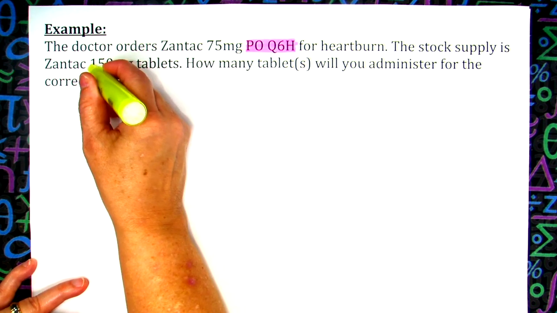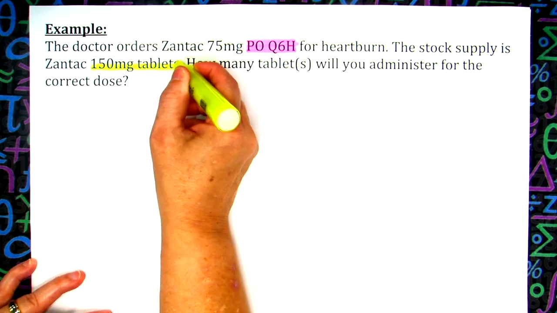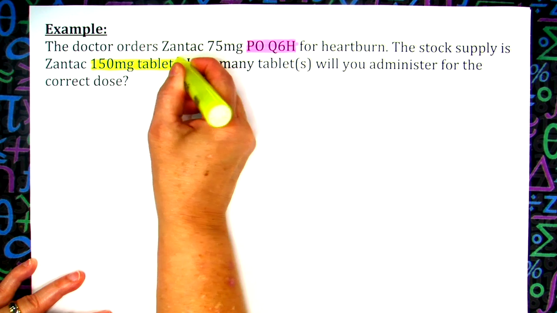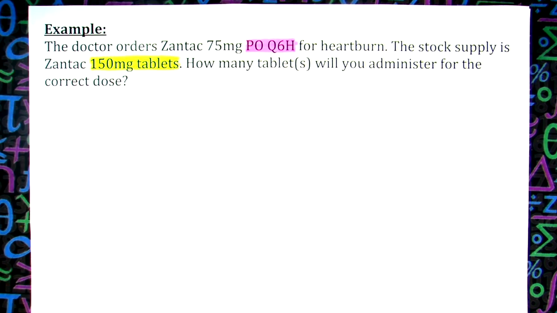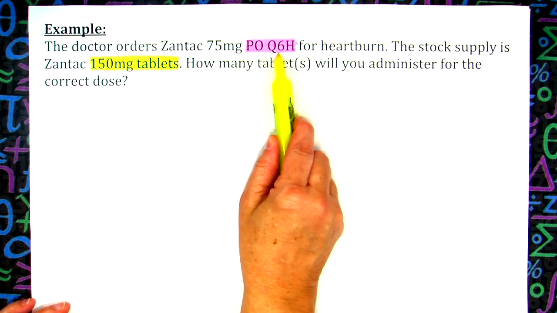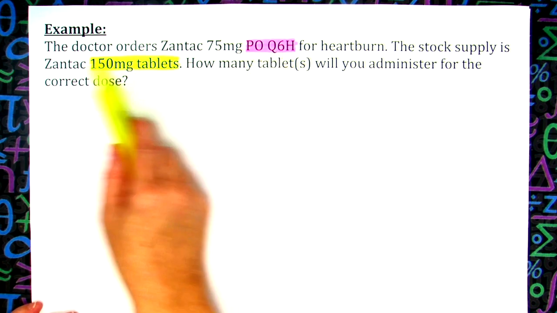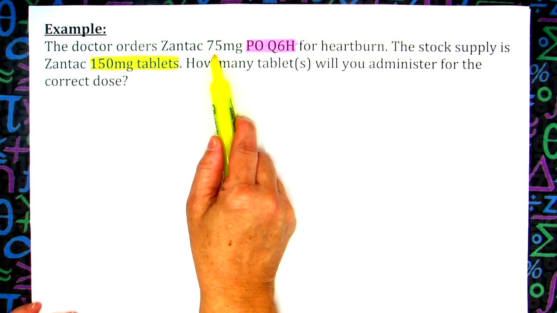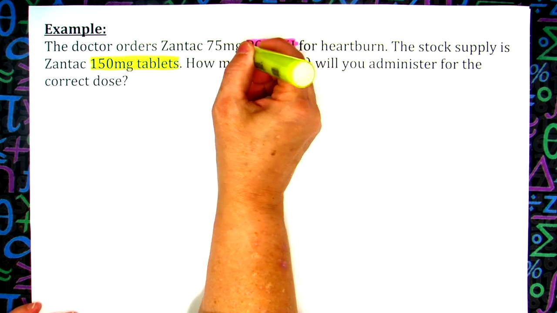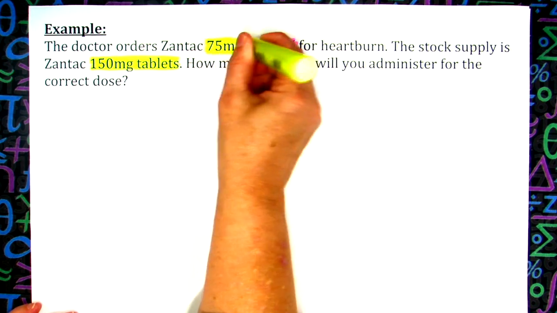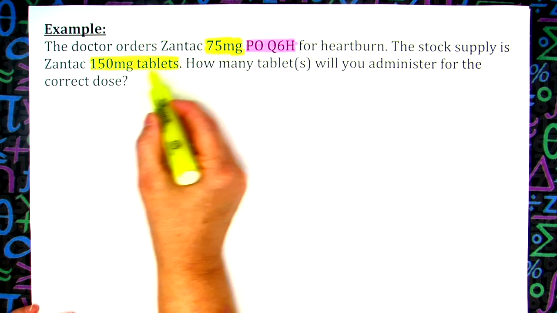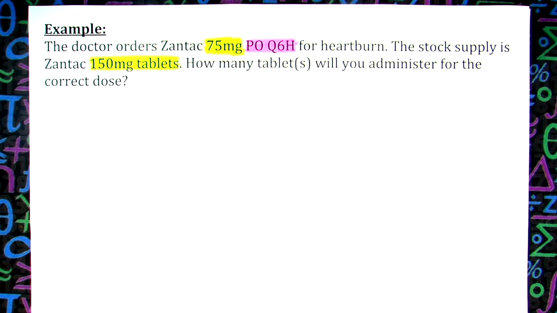So they're telling us that our stock supply is 150 milligram tablets. Now, like I said, the by mouth every 6 hours we're not going to need right now. But we are going to need the fact that the doctor ordered 75 milligrams. So those are the two pieces of information that you're going to have to pull out of this question.